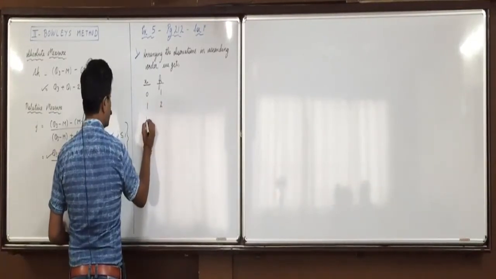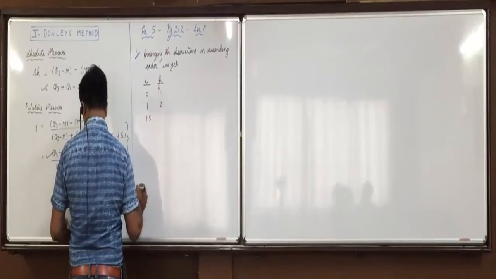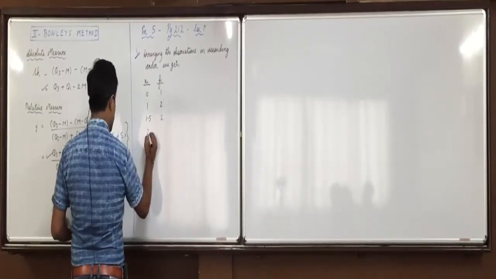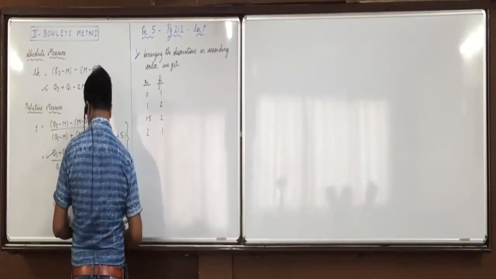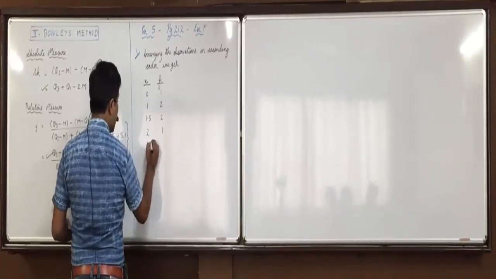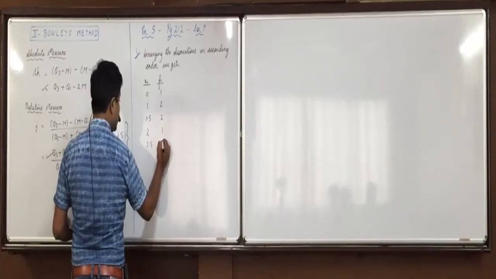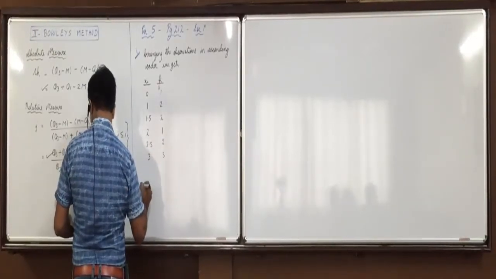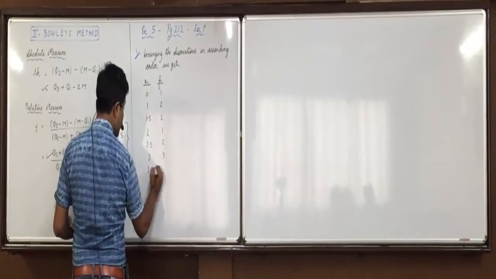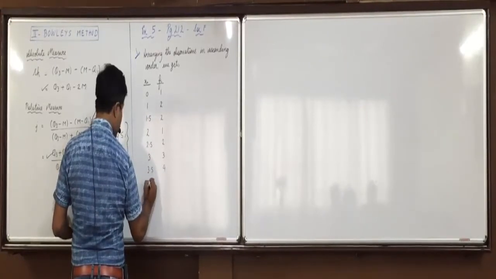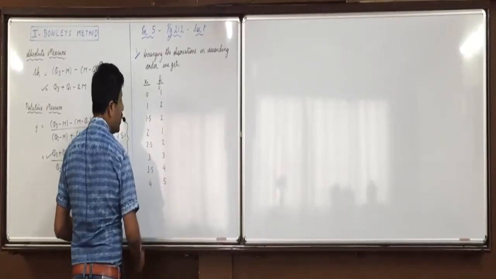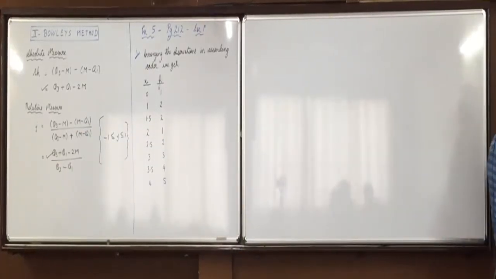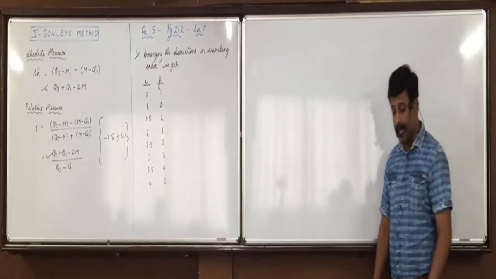The next observation is 1.5 and its frequency is again 2. The next is 2 and its frequency is 1. Then 2.5 and its frequency is 2. Then 3, 3. Then 3.5, 4. And 4 and 5. Did you all understand this? Anyone having any doubt in it?